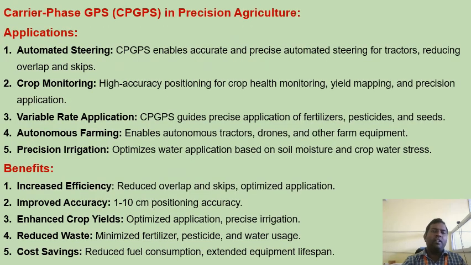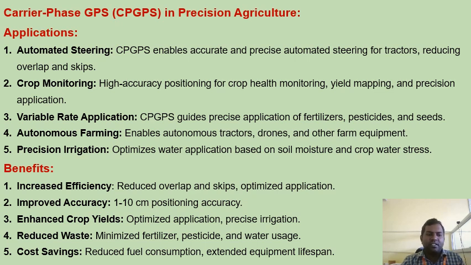So what are the applications of carrier-based GPS in precision agriculture? One is automated steering, which enables accurate and precise automated steering for tractors, reducing overlap and skips. The second is crop monitoring, with high accuracy positioning for crop health monitoring, yield mapping, and precision application. The third is variable rate application, where CPGPS guides precise application of fertilizers, pesticides, and seeds. The fourth is autonomous farming, which enables autonomous tractors, drones, and other farm equipment. And precision irrigation means water application based on soil moisture and crop water stress.